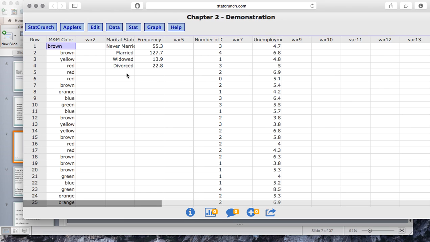You can access StatCrunch directly through your homework. In that same area where you see the Ask My Instructor button, you're going to see a StatCrunch button. And when you click on that, you're able to access the same kind of screen that I have here. If you access the data directly from your homework, you can open it right in StatCrunch. You won't even have to paste the data in, it will already be there.